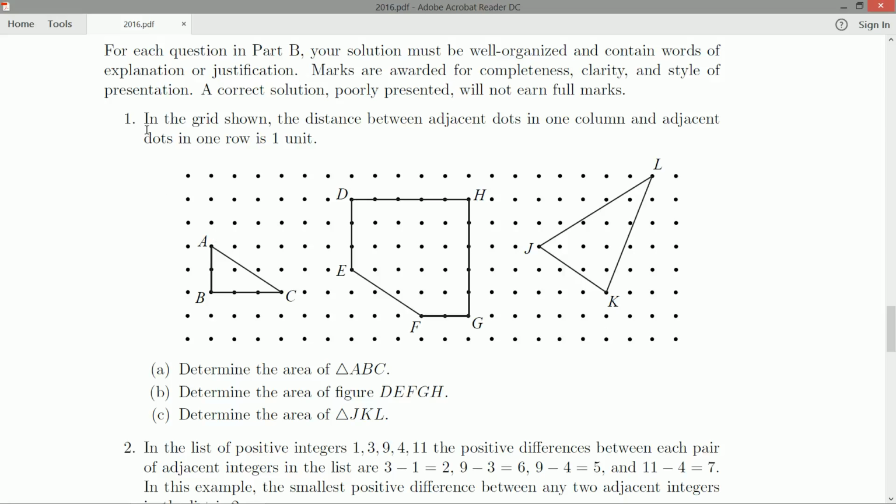Okay. Question 1. In the grid shown, the distance between adjacent dots in one column and adjacent dots in one row is 1 unit. So this is a nice little lattice of dots. You can sort of think of these as, think of the Cartesian grid, and just look at the points whose coordinates are both integers. That's a fantastic way to look at these lattices.